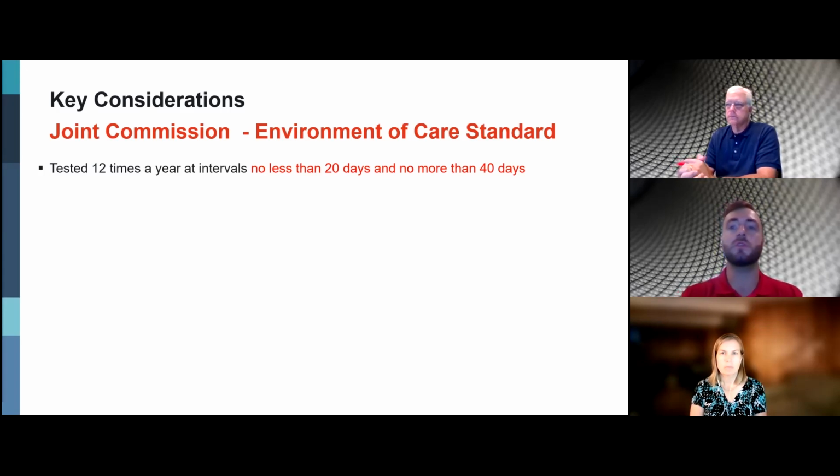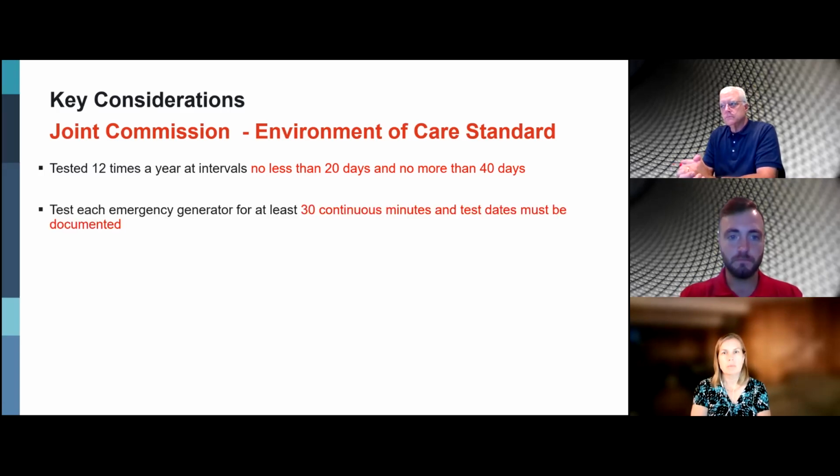For starters, it reinforces the NFPA testing and maintenance standards, which I will discuss later on in the presentation, and that is that an emergency power supply system must be tested 12 times a year at intervals no less than 20 days and no more than 40 days. When testing an emergency generator, it must be for at least 30 continuous minutes, and the test dates must be documented.